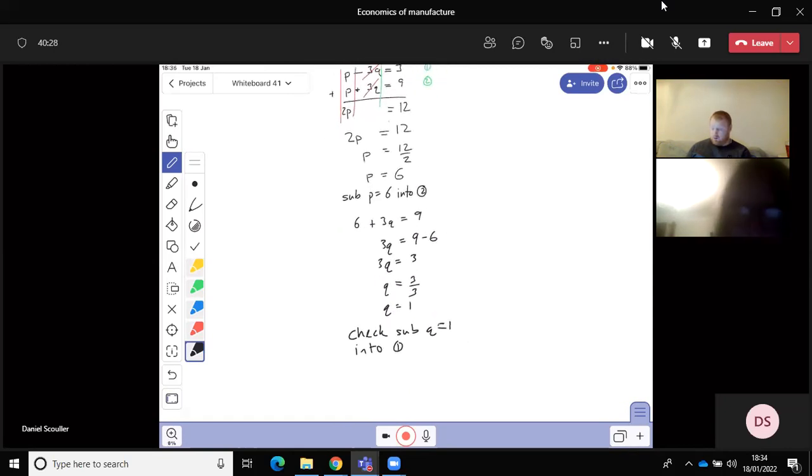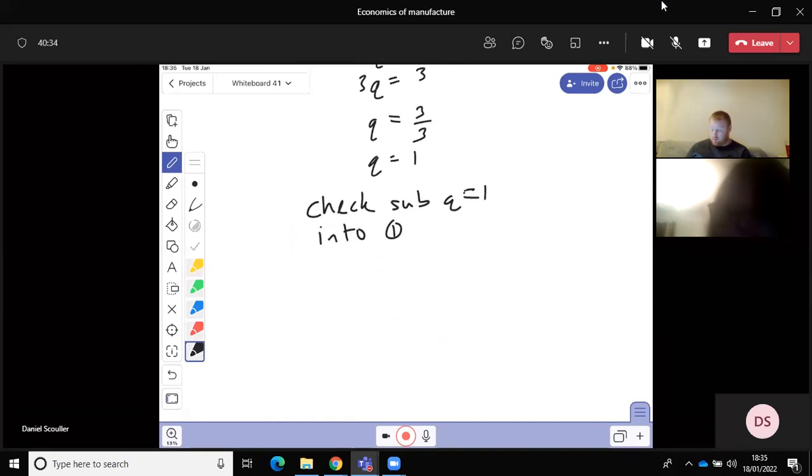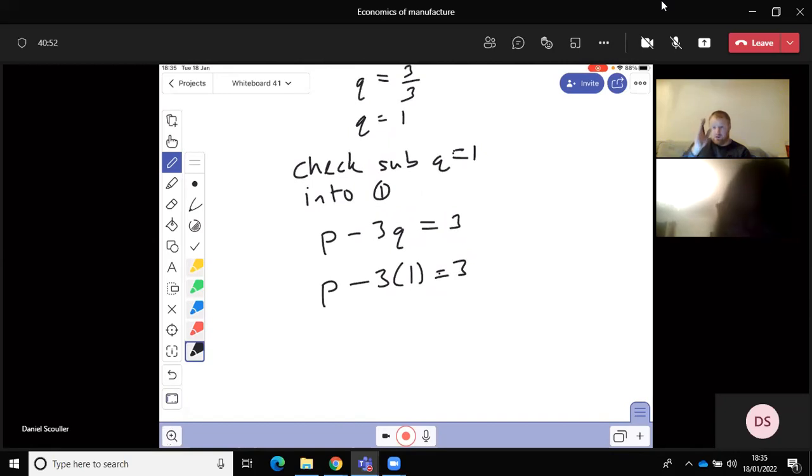Okay. Equation 1 was p minus 3q equals 3. Just put that 1 in a bracket. That just means it's 3 times whatever's in that bracket. Okay, so it's no different to any other time we use brackets. Anything outside it is going to multiply. So that's p equals 3 times 1, which is 3.